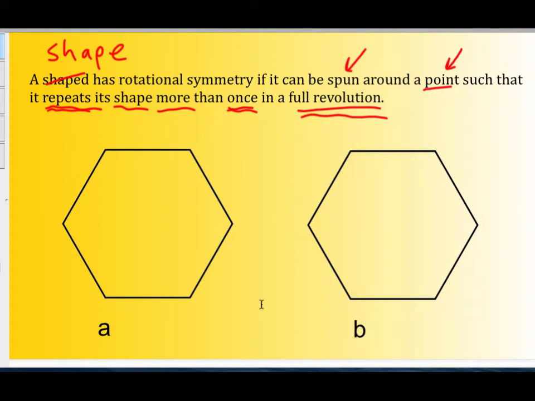Now if I turn this hexagon, so if I turn B over here, if I'm going to turn it around 360 degrees, going right around in a circle, if at any point in the middle of the turn B looks like A, we can say it's got rotational symmetry. So I'm just going to turn B now. Let's have a look.